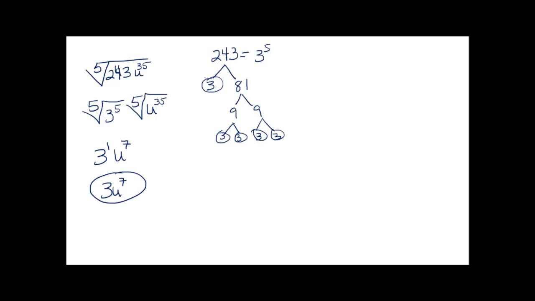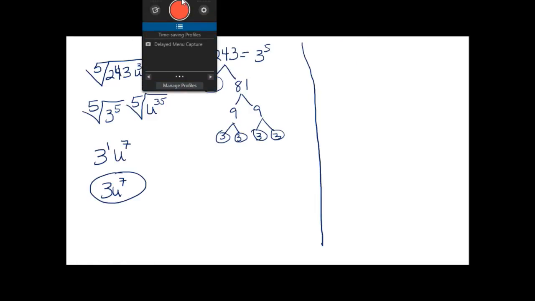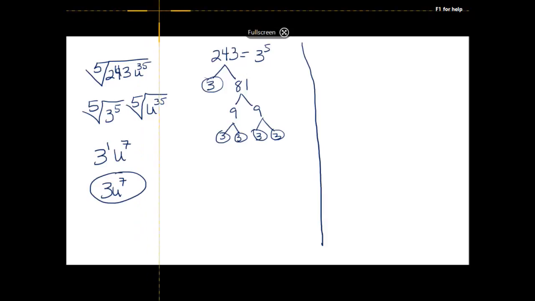Okay, let's take a look at another scenario. By the way, in this problem we were assuming u to be positive, so we didn't have to worry about absolute value, but also the 5th root is an odd root, so you don't have to worry about it in that case either. Okay, now in this next problem, which I'm going to take a picture of here, maybe.